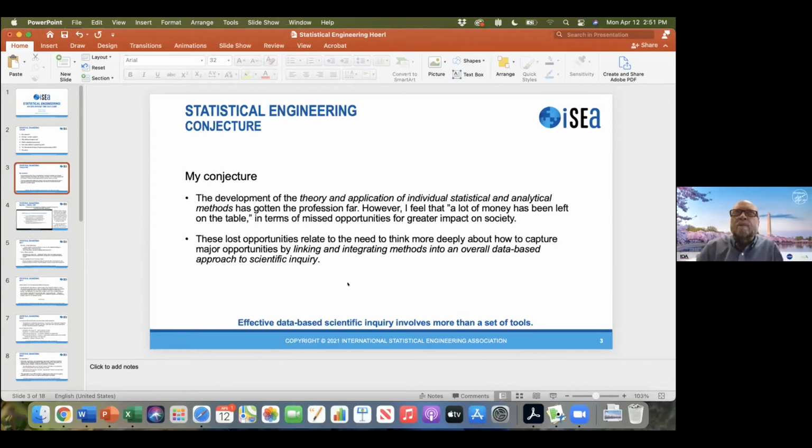What can we do better, given that these tools tend to work really well when they're applied? One of the big points I think has been missed is the need to link and integrate multiple methods into an overall data-based approach to scientific inquiry, as opposed to a deep dive on individual tools. So the tools are useful, they're important, but real data-based scientific inquiry requires a lot more than just a bag full of tools.